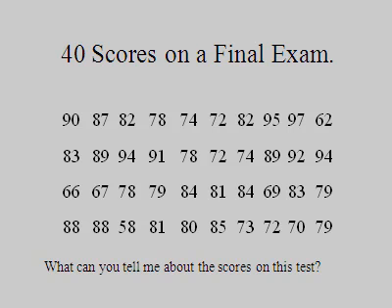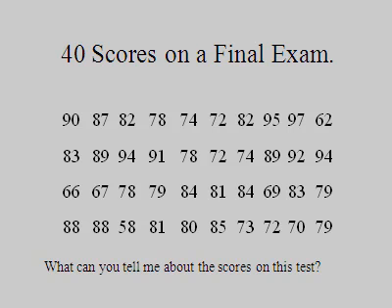Now what I want you to do is pause the video and look at those 40 scores. What can you tell me about them? Pause the video and take a minute. If you're like most people, you can't get much information because 40 scores is too overwhelming for the human brain. So we need to summarize this somehow. We need to organize it.